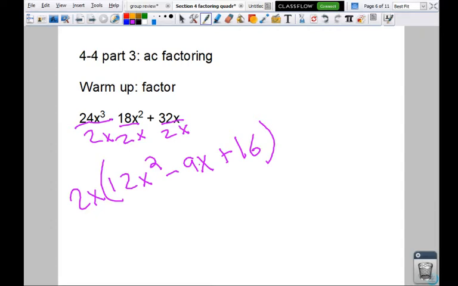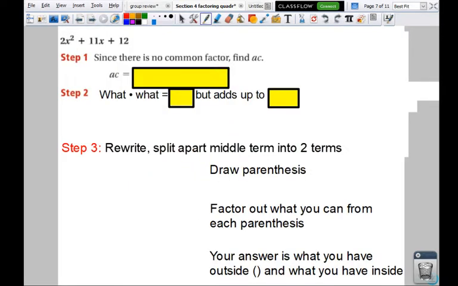So, we are going to finish off factoring today, and we are going to be doing what's called AC factoring. This one is not just one conditioning factoring. It's too cold outside for that. So we're going to be AC factoring.